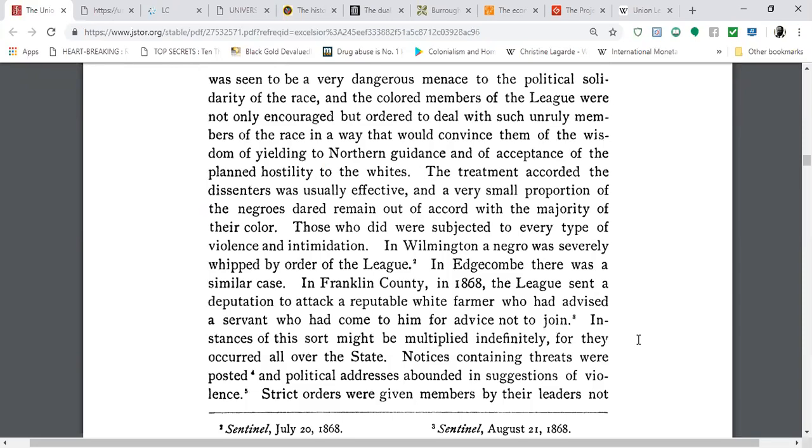A very small portion of Negroes dared to remain out of accord with the majority of their color. Those who did were subjected to every type of violence and intimidation. In Wilmington, a Negro was severely whipped by the order of the League. In Edgecombe, there was a similar case. In Franklin County in 1868, the League had sent out a deputation to attack a reputable white farmer who advised his servant, who had come to him for advice, not to join. Instances of this sort may be multiplied indefinitely, for they occurred all over the state.